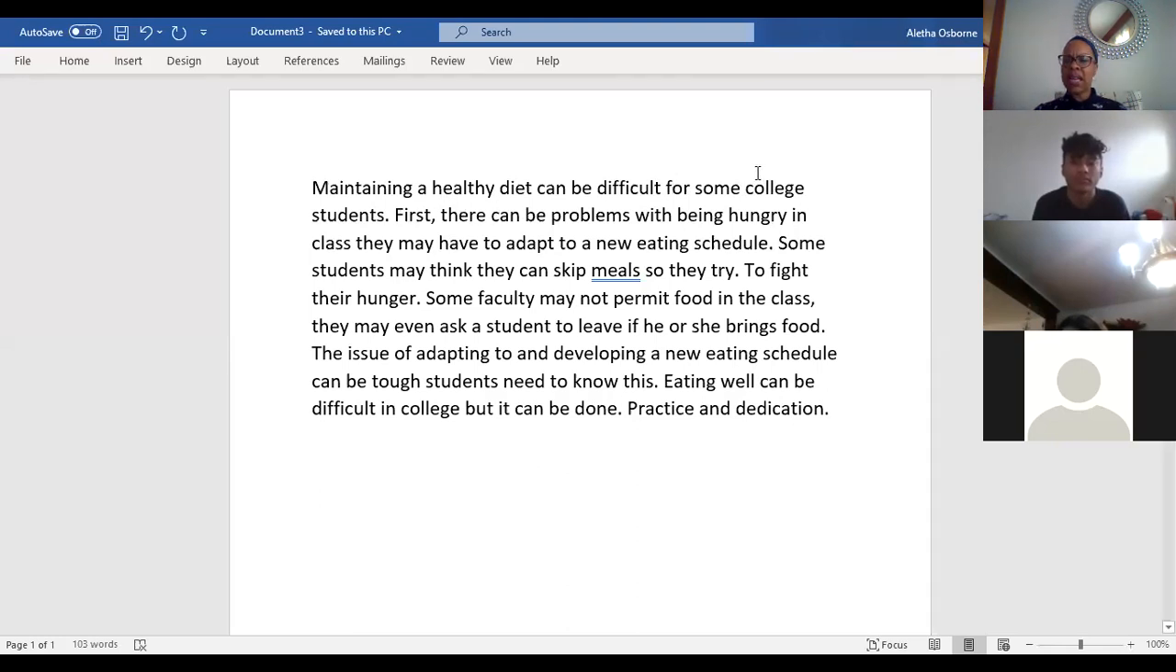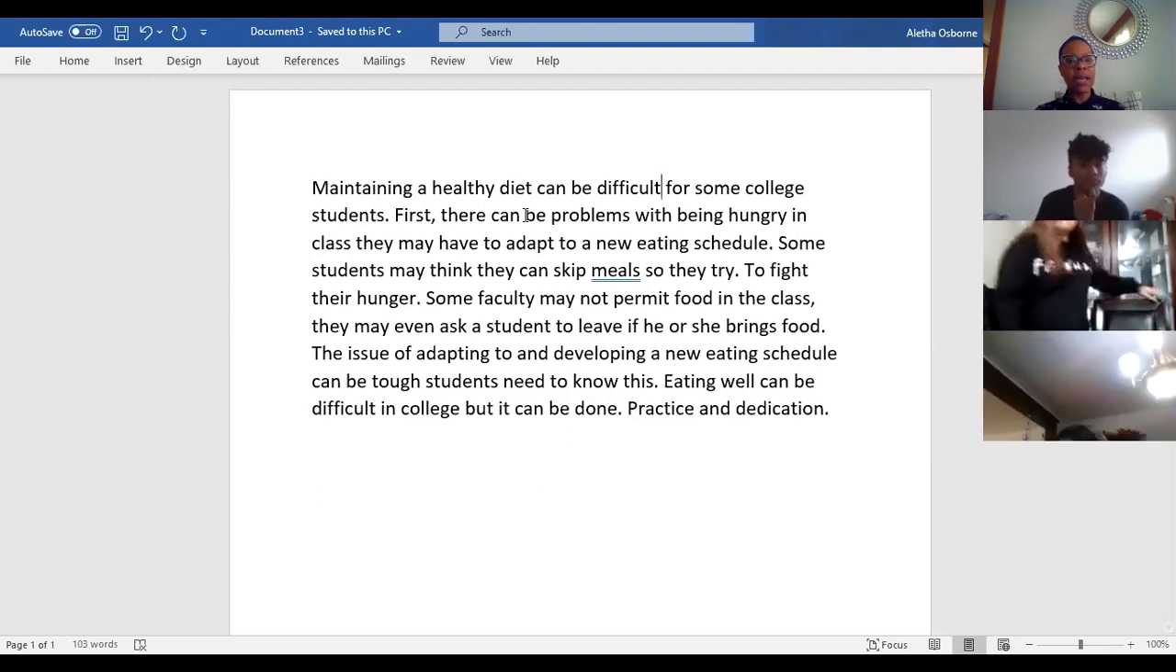Is anybody adding a comma here? Did anybody add a comma after difficult? I can see how you thought about it, because for looks like a conjunction, so you would think you would add a comma here. I'm okay if you do not add a comma here. Maintaining a healthy diet can be difficult for some college students. That is just complete and clear, okay? So we fixed that fragment.